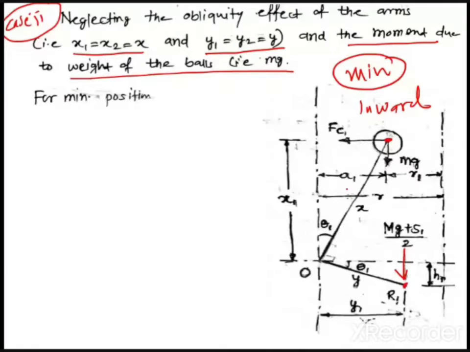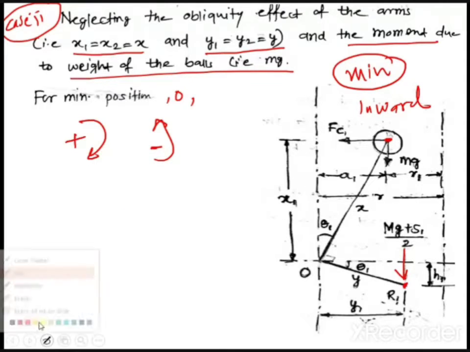Now for the minimum position, can you tell me, taking moment about O? If you want to take a moment about O, what is a moment? We are considering clockwise positive, right? See, this is the clockwise positive, and this is the anti-clockwise negative, right?